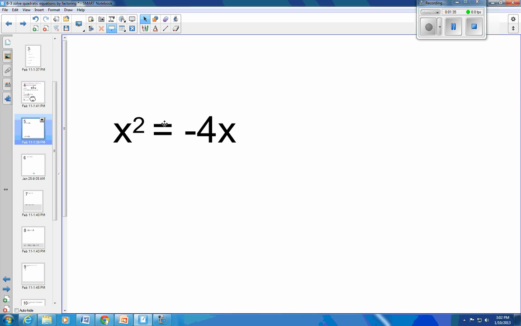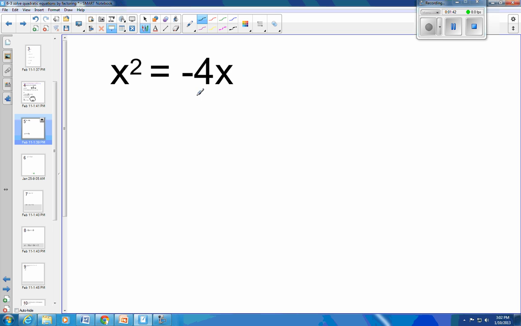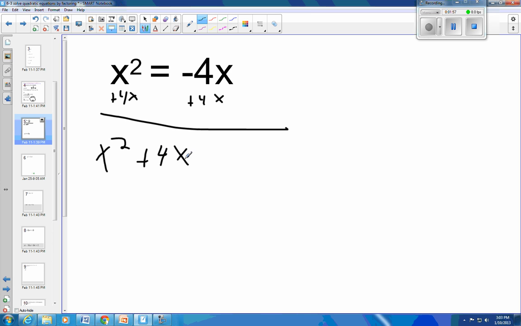So if I've got x squared is equal to negative 4x, the very first step is going to be to move everything to the same side of the equal sign and set it equal to 0. So to move this to the other side, I'm going to add 4x to both sides. They are not like terms, so I end up with x squared plus 4x equal to 0. Then I have to factor. You're always going, well, what am I going to use factoring for? We're there. This is what we use factoring for.